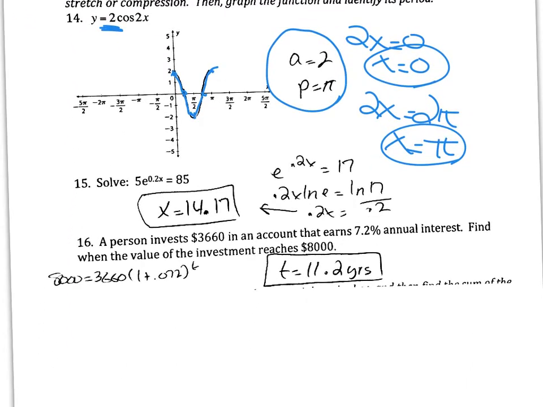15. First thing you do is divide by 5. That gives you 17. Because I have an e and I need the exponent, you do natural log of both sides. So those just cancel right there. The natural log of e just cancels. Divide the natural log of 17 divided by 0.2. And you can see what I got right there.